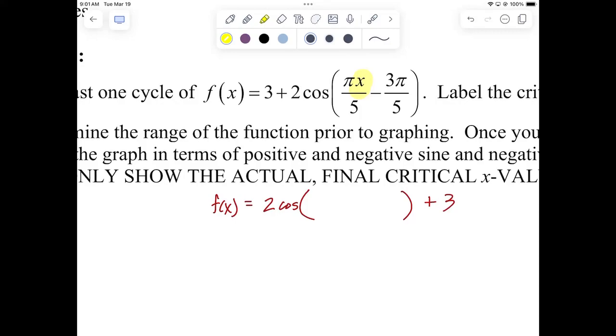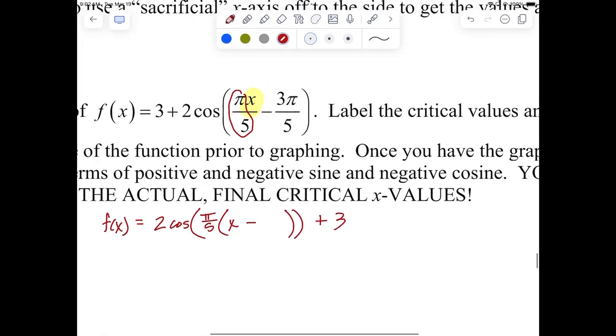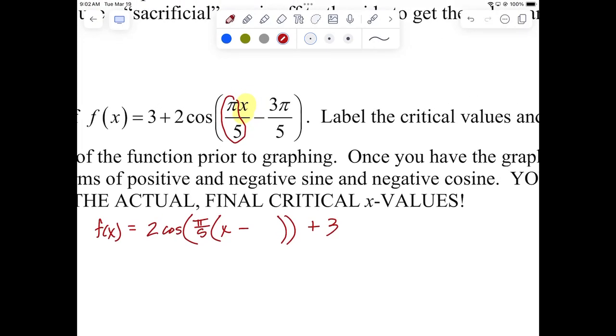And then we need the coefficient of x to be 1. So that means I need to factor out whatever the coefficient of x is. What's the coefficient of x? Pi fifths, right? See that? So on the inside, with extra parentheses, I factor out the pi fifths, and then I set another set of parentheses. Of course, when I factor it out of itself, I'm left with 1. So I'm left with x. I'm not factoring out a negative, so it's still minus. And then here's what I have to come up with. What am I left with when I factor out a pi fifths from a 3 pi fifths?